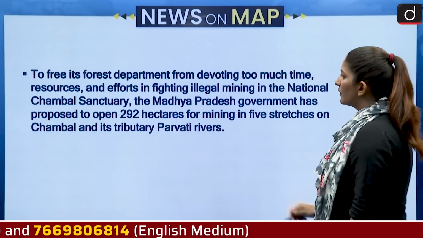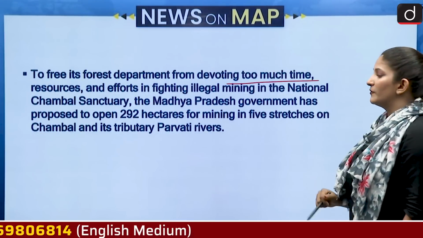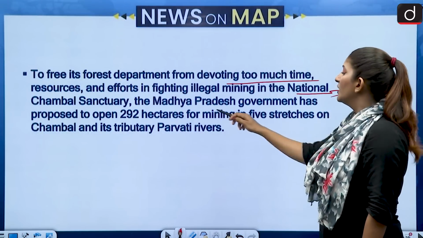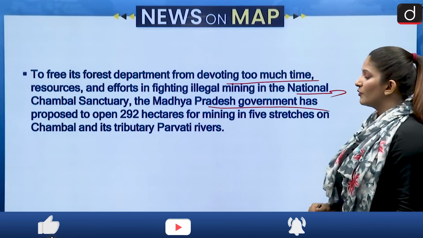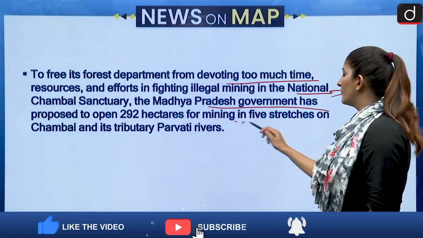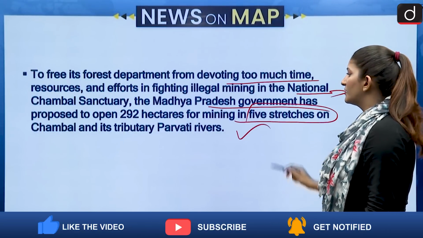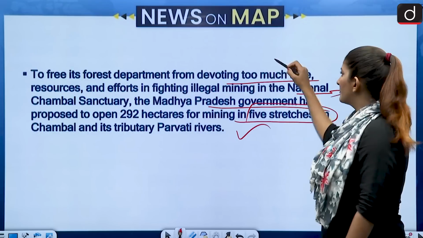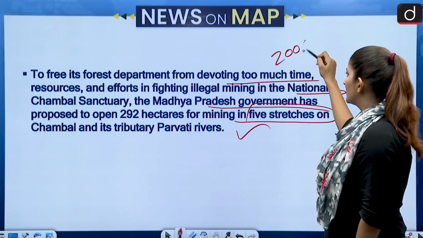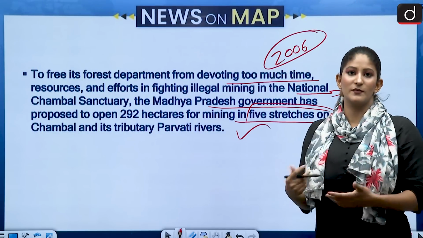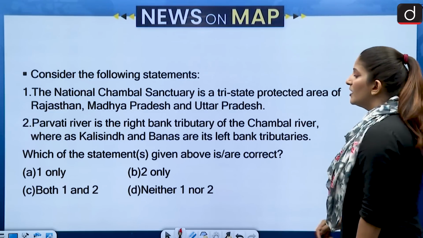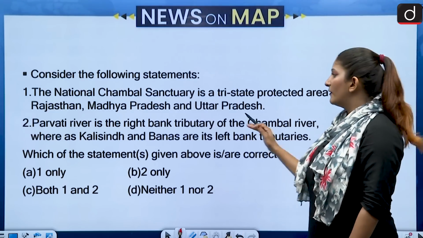Moving on, to free its forest department from devoting too much time, resources and effort in fighting illegal mining in the National Chambal Sanctuary, the MP government has proposed to open 292 hectares for mining in 5 stretches of Chambal and its tributary Parvati River. Okay, so sand mining was banned in 2006. Now it has been reopened. It is proposed to reopen because illegal mining is very prevalent over there. From that, we have this question.